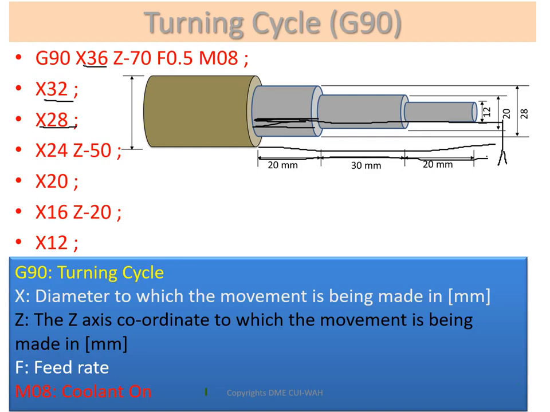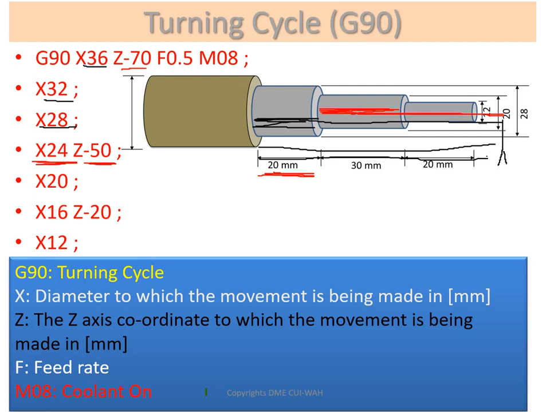Now the next one is X24. This part is 24 mm. So now X24 up to the length of Z minus 50 mm. Now what will happen? Our tool will move from this point and move up to this point. You can see initially it was Z minus 70, now Z minus 50. We have removed this 20 mm. By removing this 20 mm, 70 minus 20, this 50 mm is the required diameter of 28 mm up to a length, from this point to this point, of 50 mm. From the initial point to this point, this is now 50 mm.